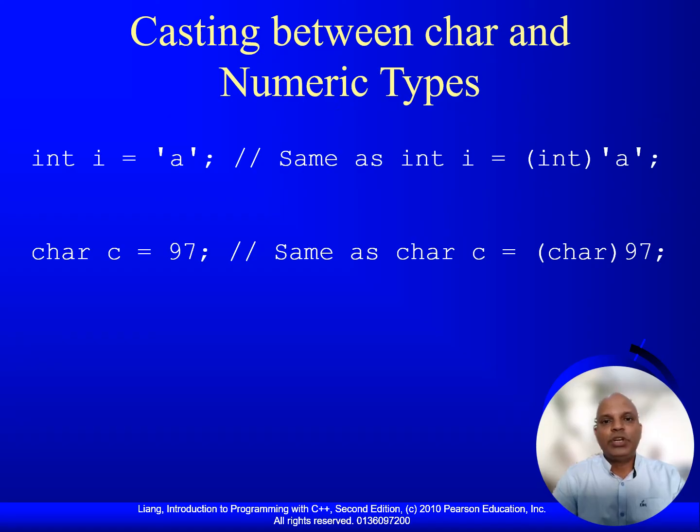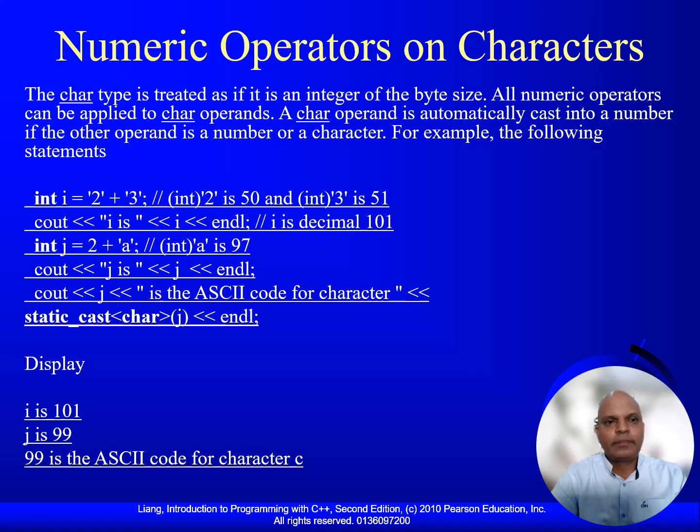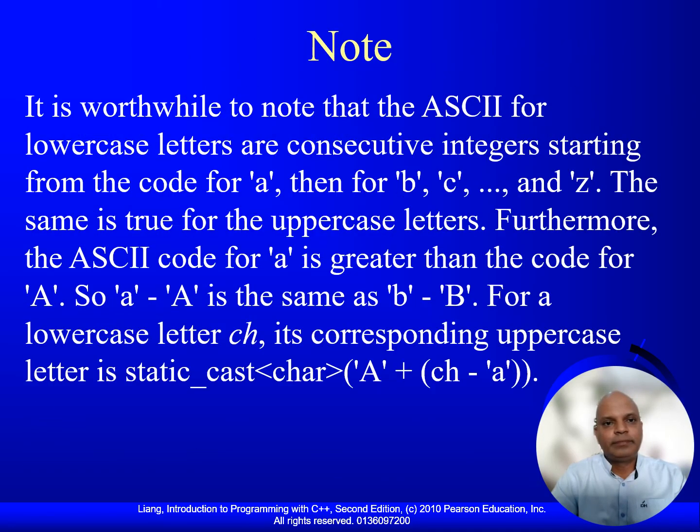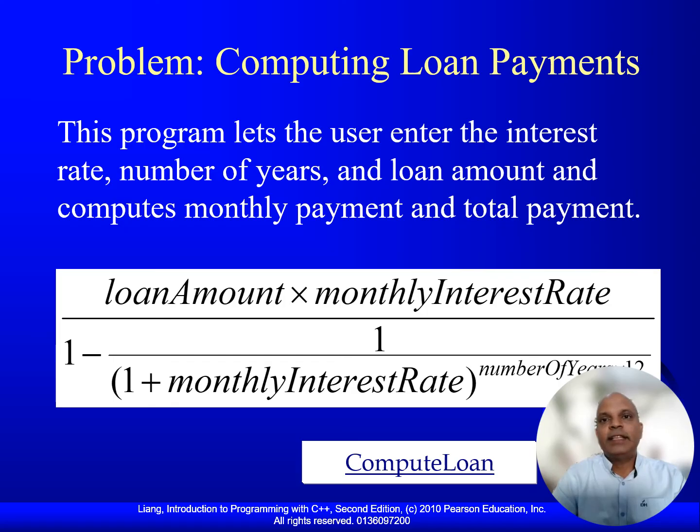Casting between char and numeric types. So if I had to have int i is equal to 'A', is it the same as int i is equal to int('A')? Numeric operators on characters. We're going to do this in class. ASCII codes for lowercase letters are consecutive integers starting from the code for small letter a all the way to lowercase letter z.